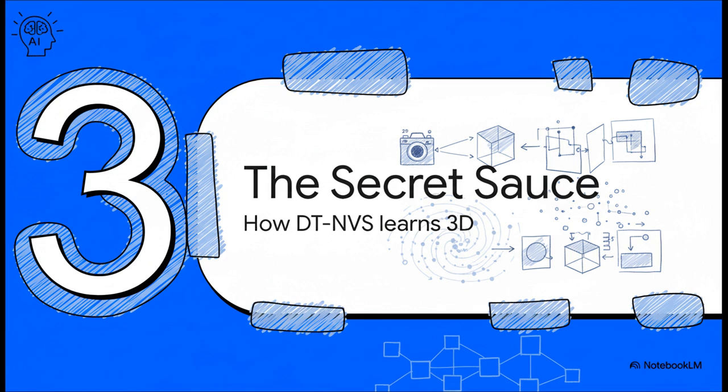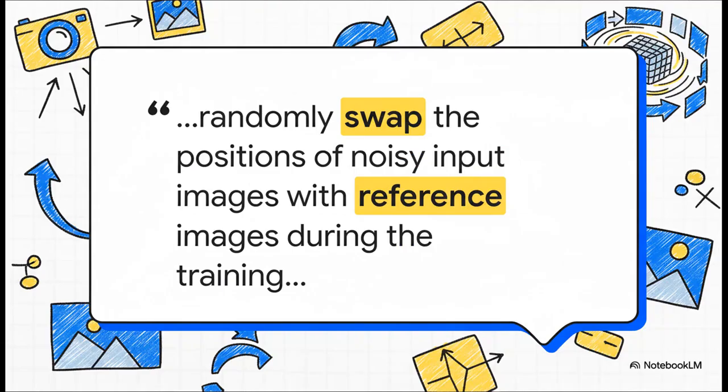They came up with a genius trick that changes how the model learns from the ground up. And this quote from the paper itself gives us the biggest clue. Basically, during training, they'd show the model two images from a video. One was a clean reference photo, and the other was a noisy or distorted version of a different viewpoint. The AI's job was to fix the noisy one.